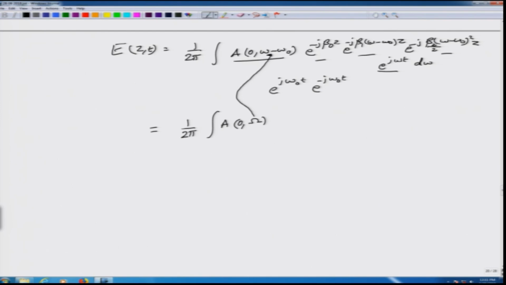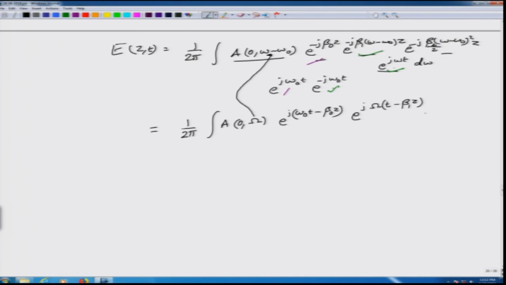Okay. So, I have a(0, omega), with e to the power j(omega_0 t minus beta_0 z). This I obtained by combining this term with this term. Then I have a term e to the power j(omega minus omega_0), which we call capital omega, so I have capital omega t minus beta_1 z. That, as I told you, can be obtained by combining this term e to the power minus j omega_0 t with the term which has beta_1 at the top.